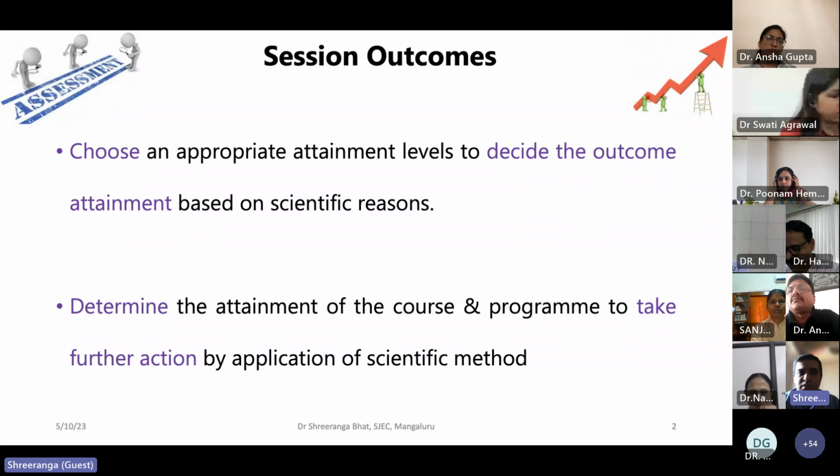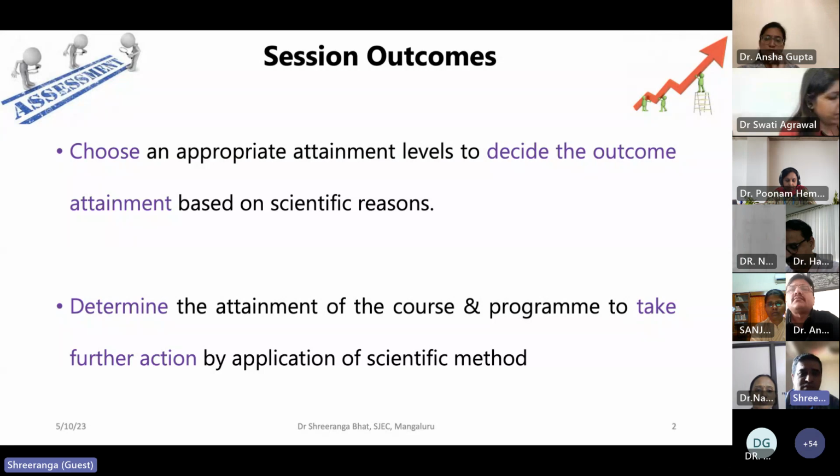remember that there is no specific methodology that has been proposed by the statutory body as such. They have given a framework. Within the framework, we can adopt the methodology which is more suitable to us. So with this introduction to my session, let me get into the session outcomes.